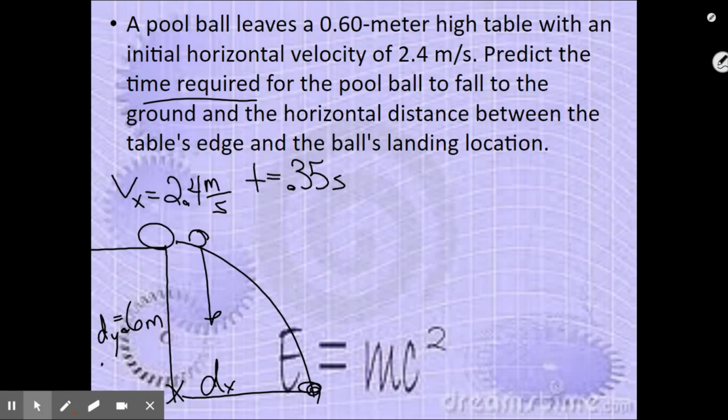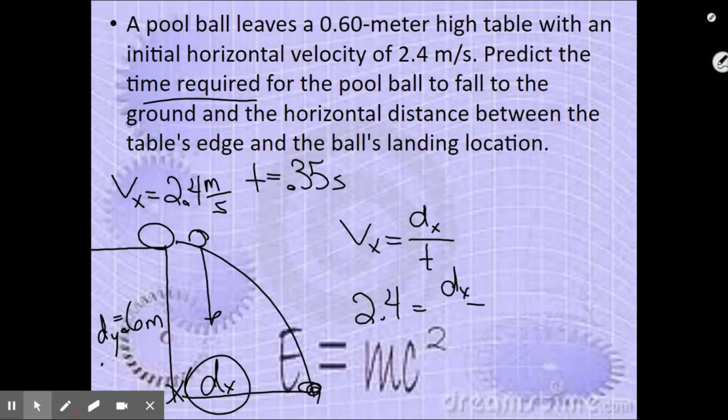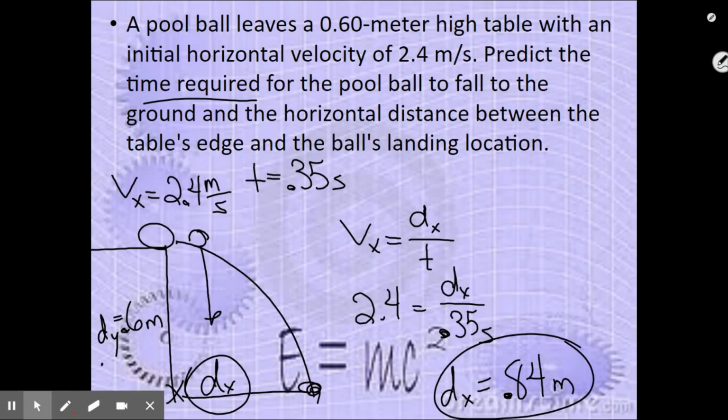And then the other question we wanted to know was the dx. And so if you remember what I said last problem, in the x direction, all we have to use is vx equals dx over t. We have our vx, which is the 2.4. We're looking for dx, and we just solved for t at 0.35 seconds. So we're going to multiply and find that dx is 0.35 times 2.4, and we get 0.84 meters. So there's one part of the answer, and there's the other part.